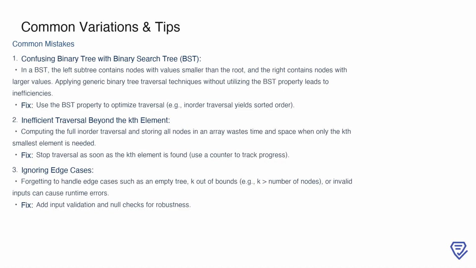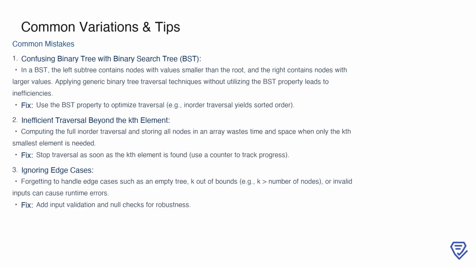When working with this problem, there are a few common mistakes to watch out for. First, it's important not to confuse a binary tree with a binary search tree, or BST. In a BST, the left subtree contains nodes with values smaller than the root, while the right subtree contains nodes with values larger than the root. If you apply generic binary tree traversal techniques without leveraging this property, your solution will likely be inefficient. To fix this, you should use the BST property strategically.